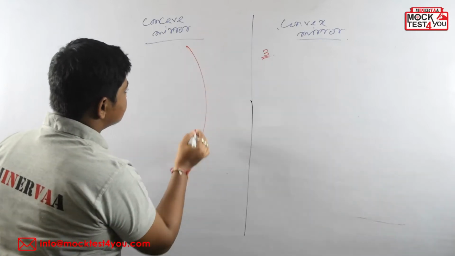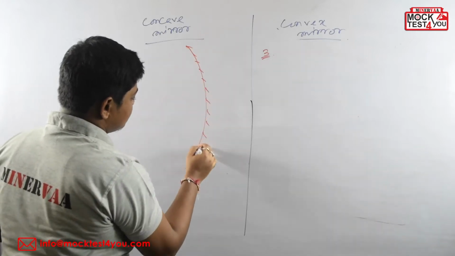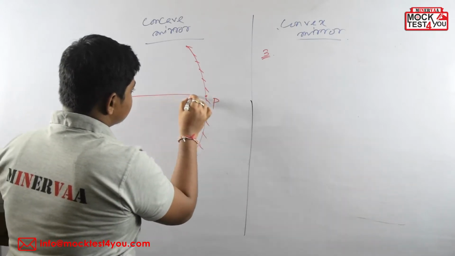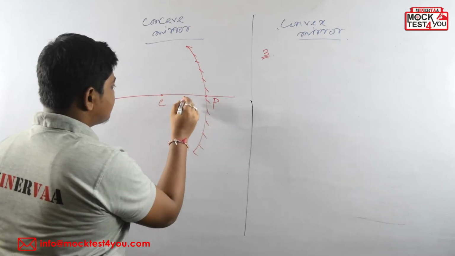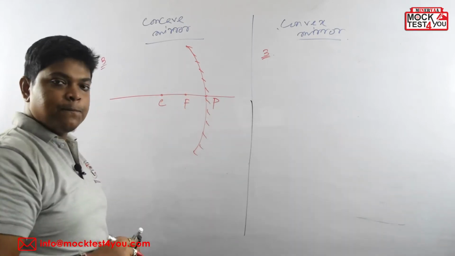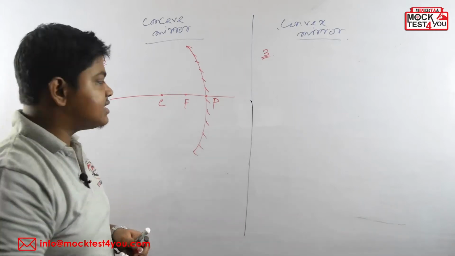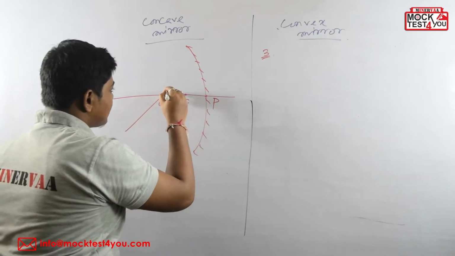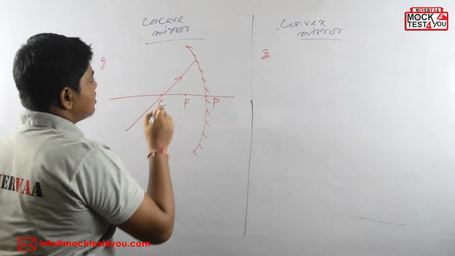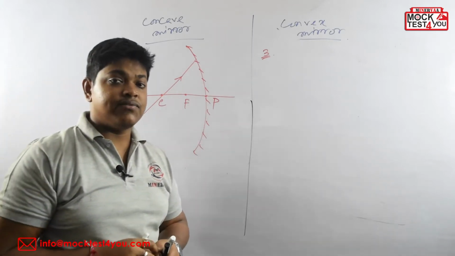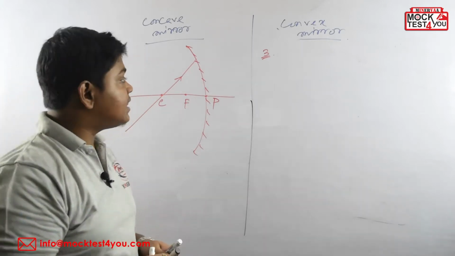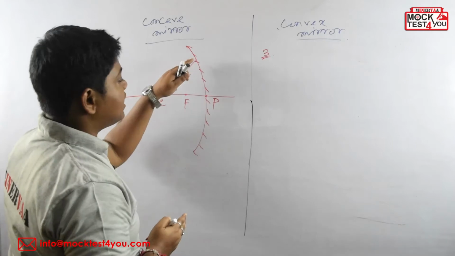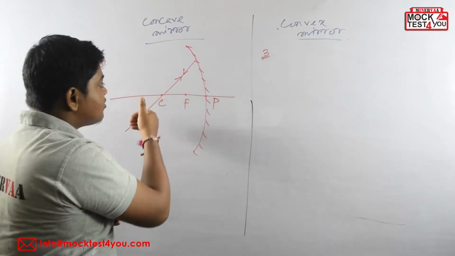Now if there is the concave mirror, where the outward portion is silver coated and this is the midpoint, that is the pole, and through that pole you are passing the principal axis. This is the center of curvature, this is the focus. Now in that case the third rule says that if you pass a light ray through the center of curvature and it is incident on the reflecting surface of the concave mirror, then the light ray will come back through the same path. That means the way it went onto the reflecting surface, it will come back the same way.